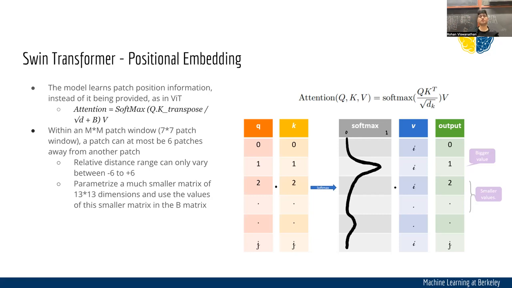So by including this bias term in our attention calculation, and by creating a smaller matrix of 13 by 13 dimension, in this case, because it's 7x7, there's plus 6 or minus 6 directions that I can go to, plus of course the 0. So that's 13 in both directions. So that's the 13 by 13 possible directions I can go to.